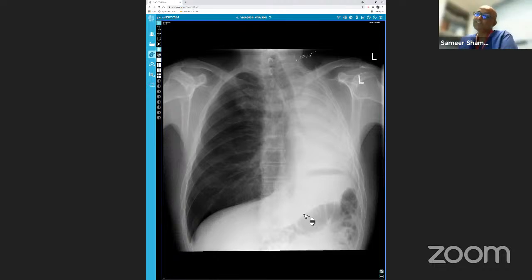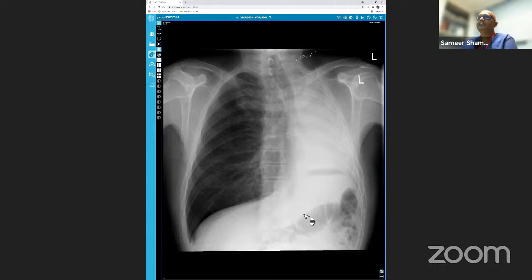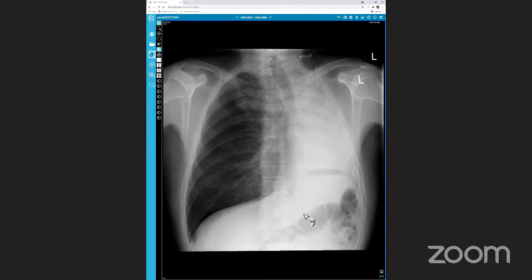So if you get this in your normal reporting pile, what will you do normally? So I'd compare with previous imaging first. Good. So this x-ray looked exactly the same 20 years ago, 30 years ago, 40 years ago? Okay. So there's nothing acute to be done then, I guess. What's causing this?